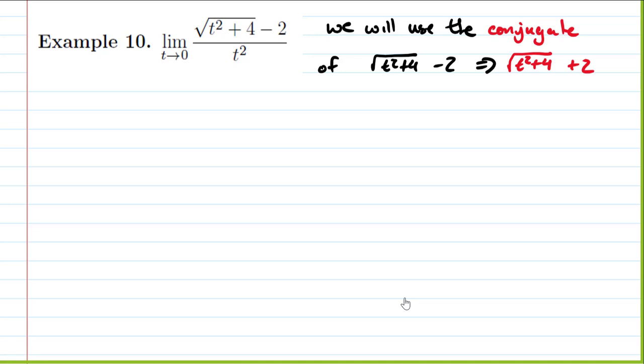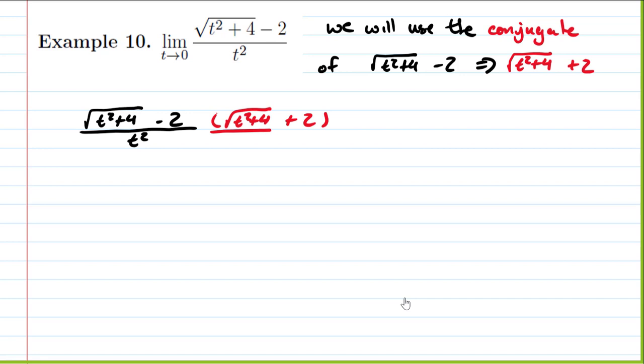So then the idea is we will multiply the numerator and denominator by the conjugate. So we have t squared plus 4 minus 2 all over t squared times the square root of t squared plus 4 plus 2 all over the square root of t squared plus 4 plus 2. And now if we distribute this out, the square root of t squared plus 4 times the square root of t squared plus 4 gives us t squared plus 4.